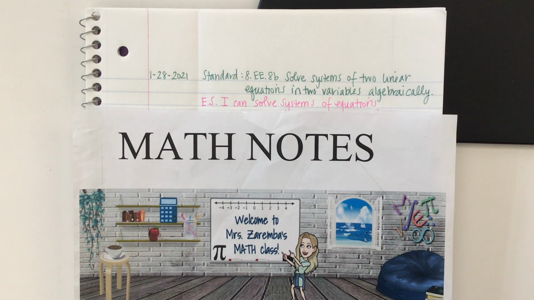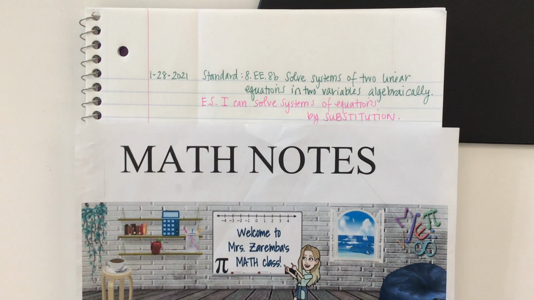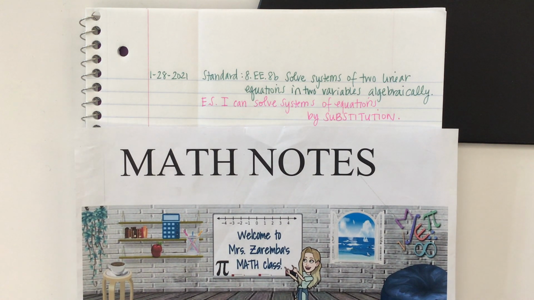The standard is 8.EE.8b, solve systems of two linear equations in two variables algebraically. And our essential statement is I can solve a system of equations by substitution.